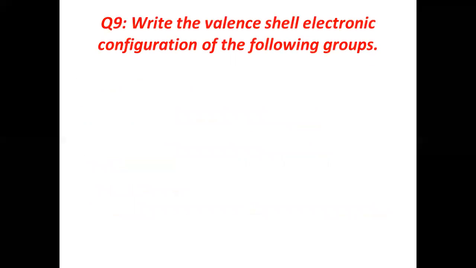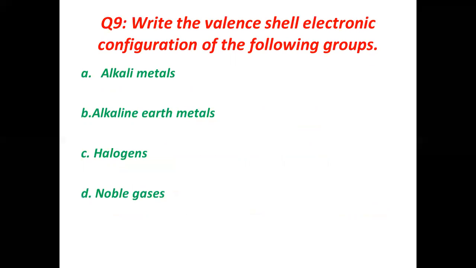Question number 9. Write the valence shell electronic configuration of the following groups: alkali metals, alkaline earth metals, halogens, and noble gases. For alkali metals, the general valence shell electronic configuration is not for any specific element. This n value means that it may be period number 1, 1s1, 2s1, 3, 4, 5, 6, 7, any period number. For alkaline earth metals, they have two electrons in the outermost shell, and the period may be from 2 to 7. Same is for halogens, 5 plus 2 total 7 electrons, and n will mean any period.